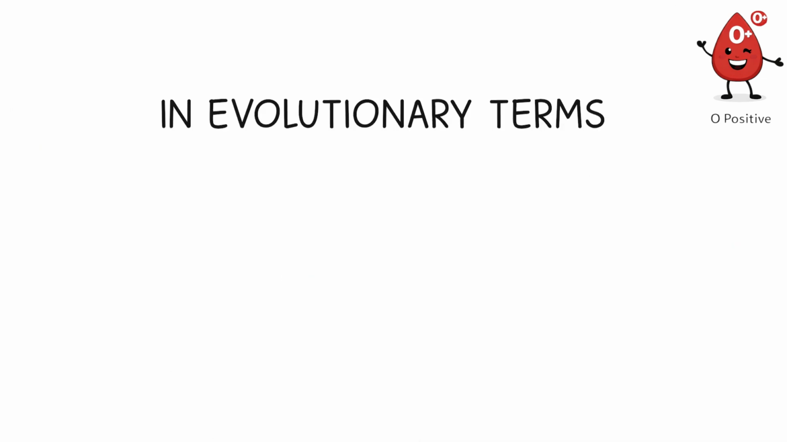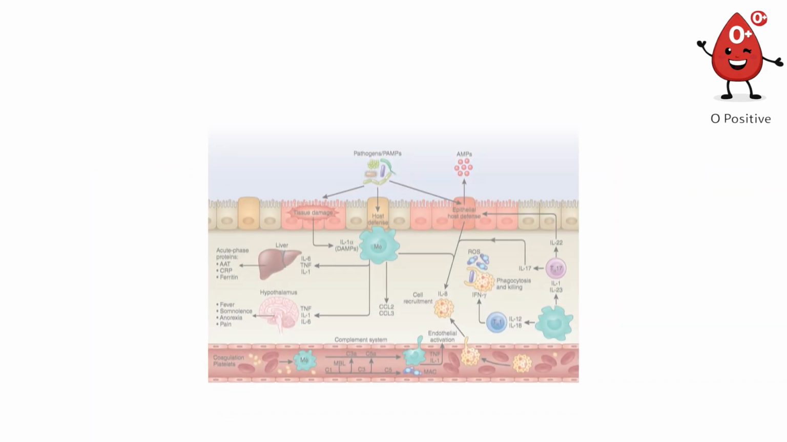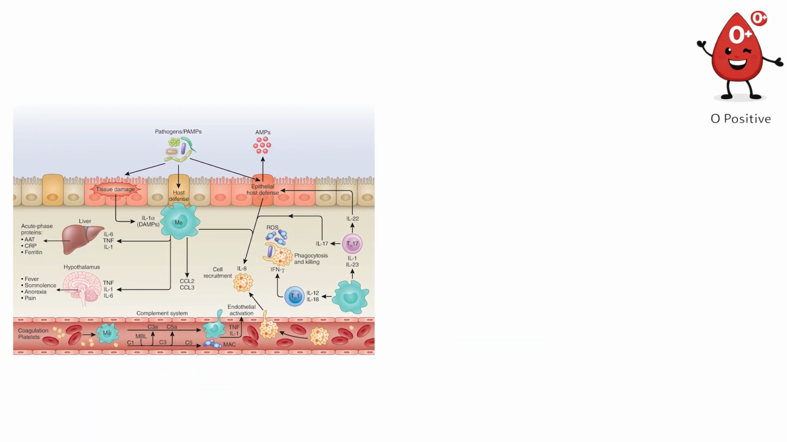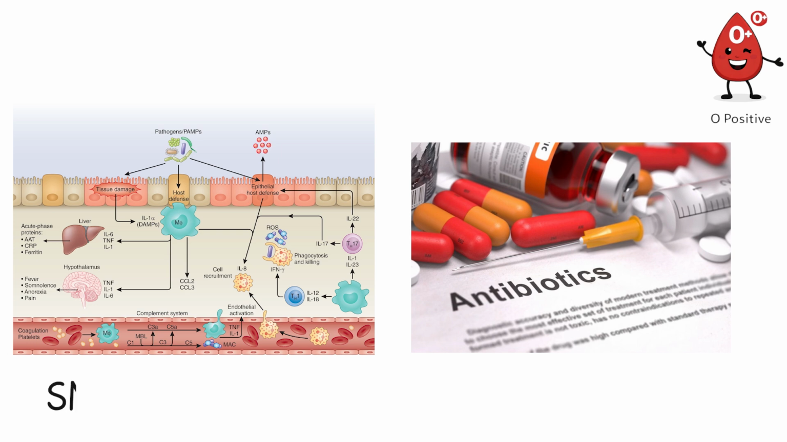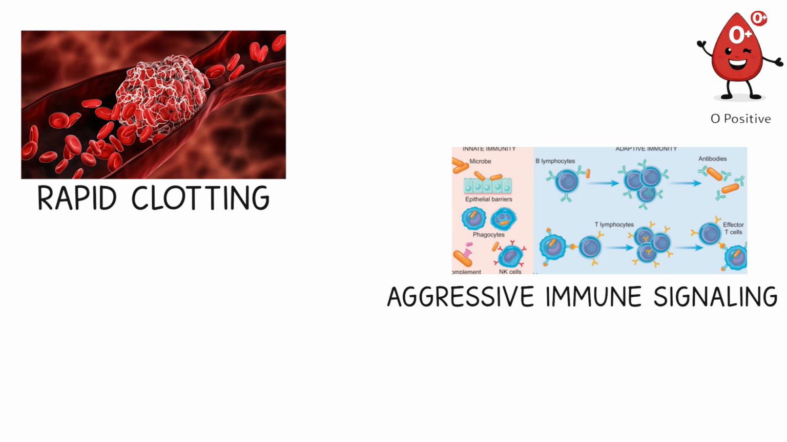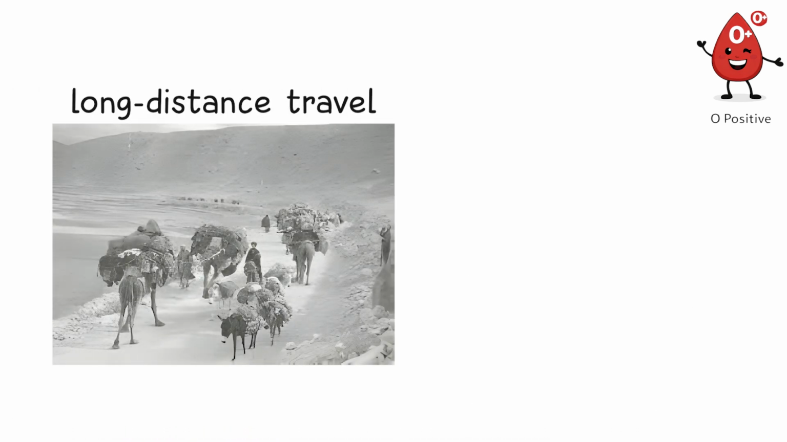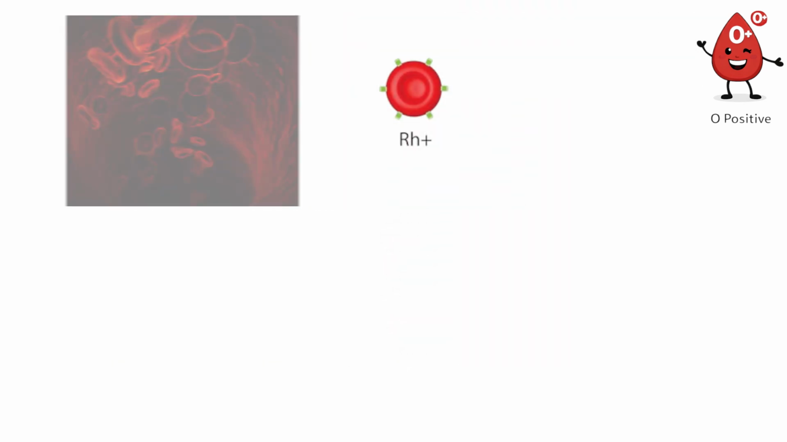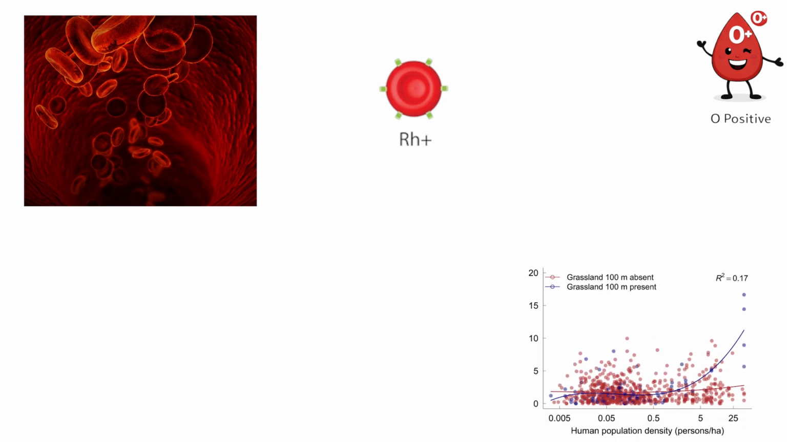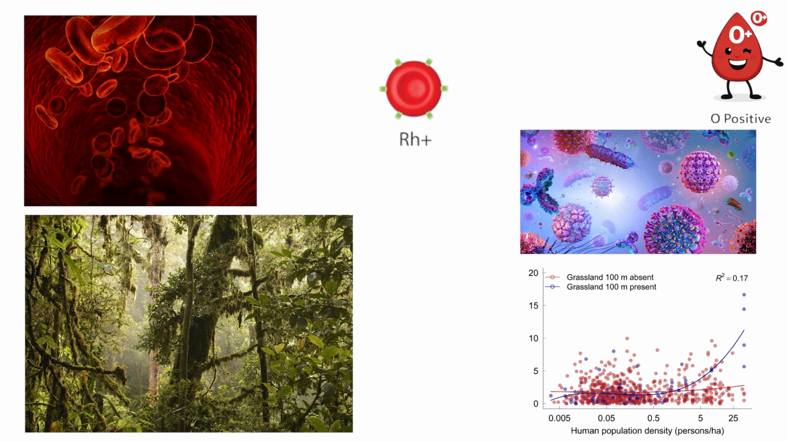In evolutionary terms, O positive blood favored fast immune activation. Strong inflammatory responses were essential in a world without antibiotics, where even small wounds could become fatal. Rapid clotting, aggressive immune signaling, and efficient oxygen delivery supported survival during hunting, long-distance travel, and physical conflict. The Rh positive factor likely spread rapidly as human populations increased in density because enhanced immune recognition improved survival in environments where infectious disease became more common.